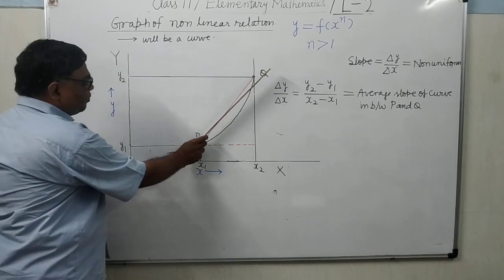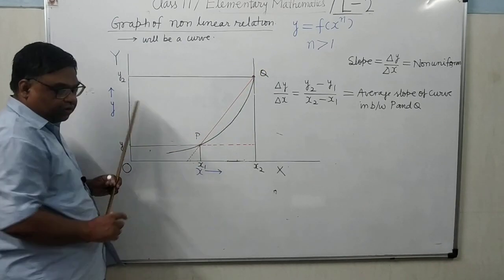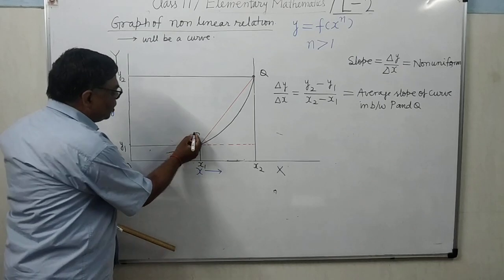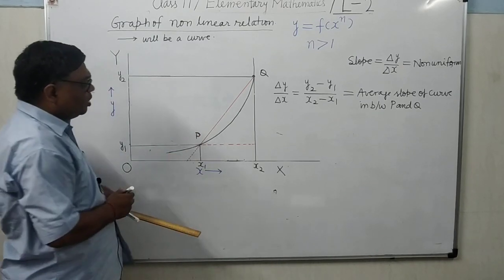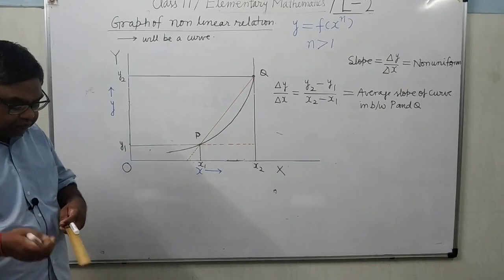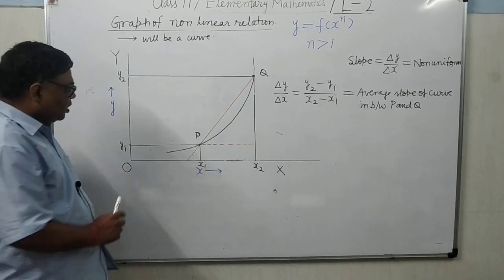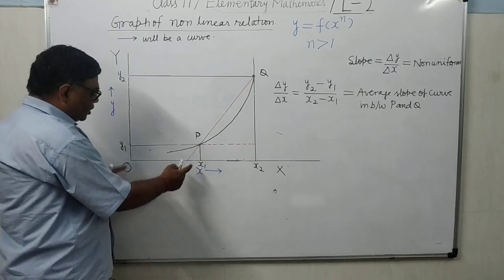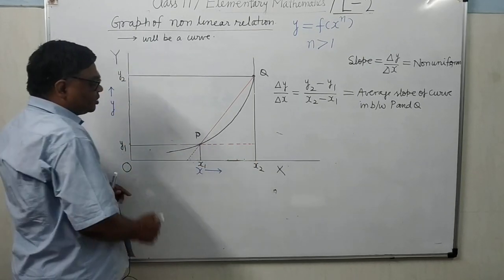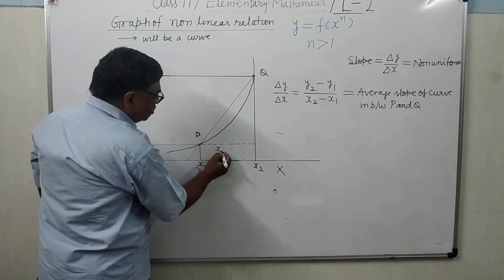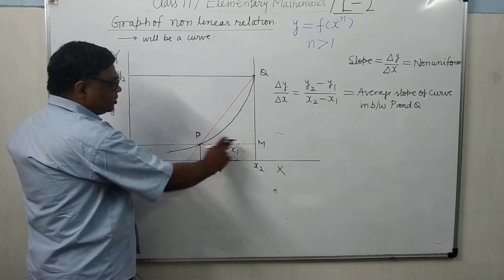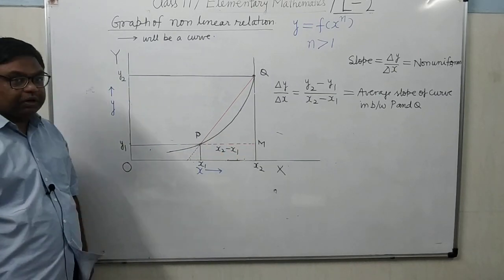But in case of the chord, when we say y2 minus y1 upon x2 minus x1, it is the slope of chord PQ. That you can see here. From here to here this distance is x1. From here to here distance is x2. So this x2 minus x1, you can take as M. This PM will be equal to x2 minus x1.